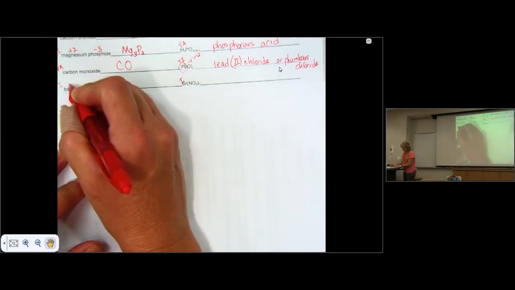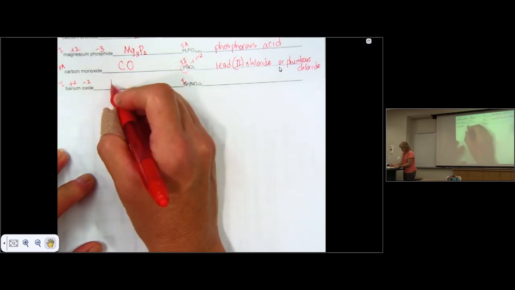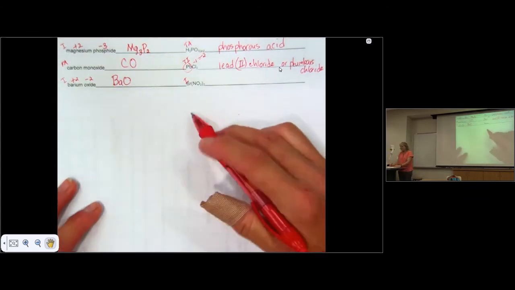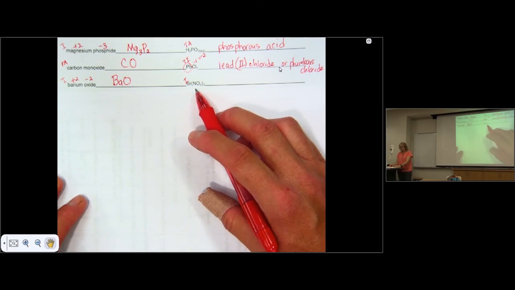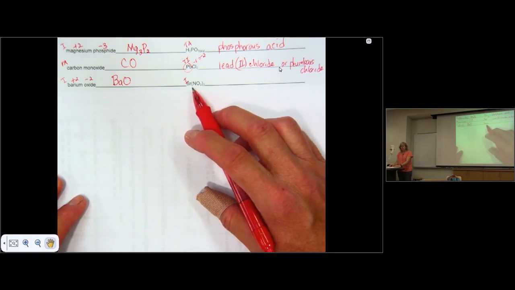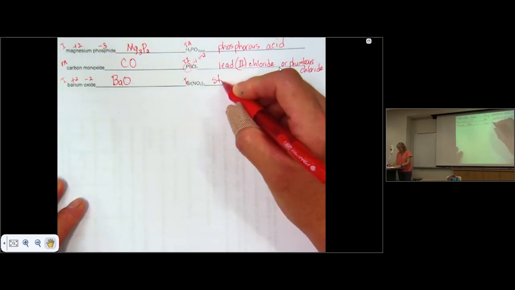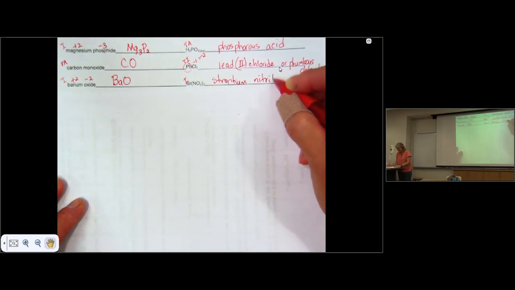All right, barium oxide. What's the charge of barium? Oxide? So what's the formula? Okay. What is this one? Strontium nitrite.